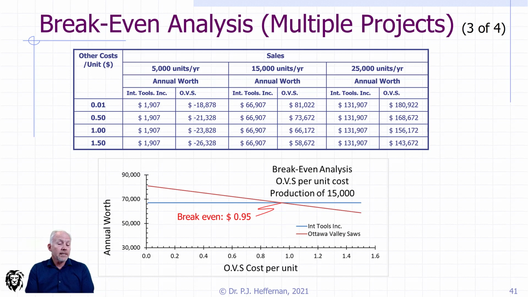So it's actually not as sensitive at that production level. It's not as sensitive as you might have thought it would have been. We're actually fairly high, pretty close to the dollar. So you'd have to be off by quite a lot for it to change our decision at the expected production level of 15,000 units.